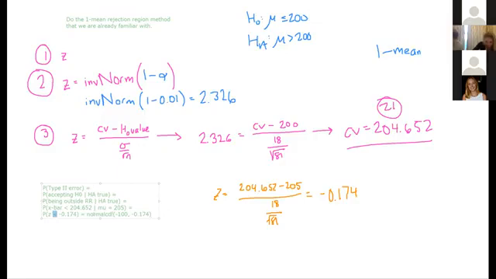Why am I doing less than this time? Brendan, am I trying to reject or accept this time? You're trying to accept, so that's why you're doing the less than, because you want to be in the left tail. Exactly. We're doing a left tail here because we want to accept rather than reject. So normal CDF, negative 100, comma, negative 0.174. This gives me 0.4309.